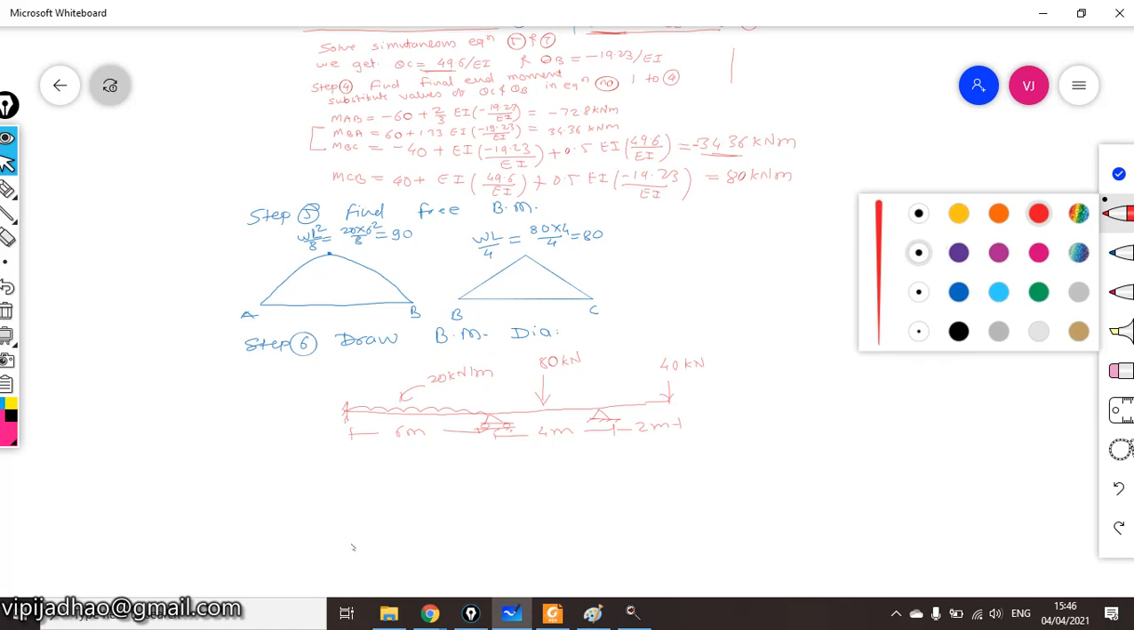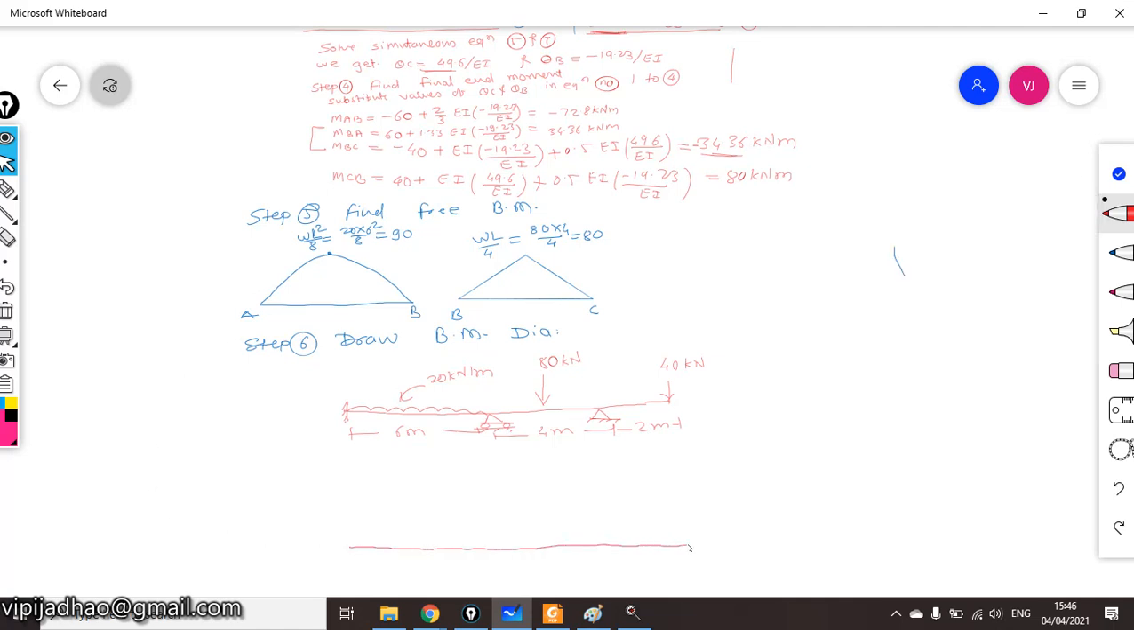So for the free bending moment diagram, we have calculated the values of free bending moment. So this will be like this. Here it will be 90, this will be parabolic. Again here it will be 80 kilonewton meter.